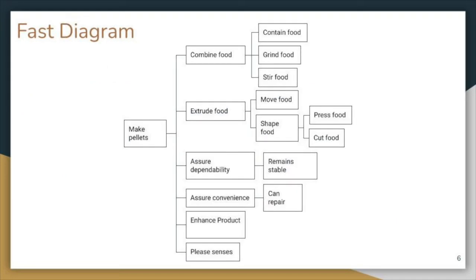So moving on to the functional analysis of the extruder, the overall function is to make the food pellets. And we decided that the functions that make that up are that it must contain the food and the ingredients, grind the food, stir the food, must be able to move the food, and then press it and cut the food. And then in addition to that, secondary functions include remaining stable in order to ensure dependability and the ability to be repaired in order to assure convenience.